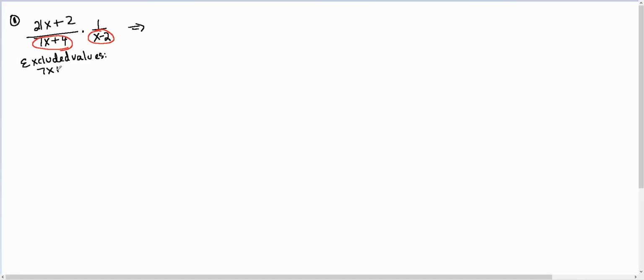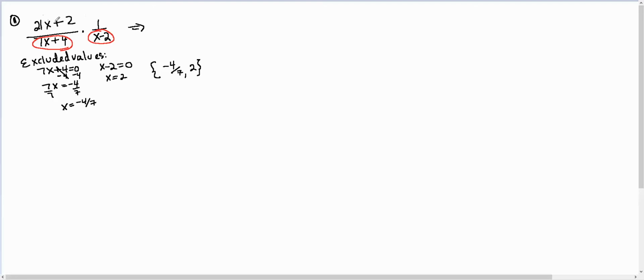So you take each of the denominators and you set them equal to 0. This one's easy, and we get a positive 2. And this one we have to subtract 4 from both sides. We have 7x equals negative 4, and we divide by 7. We have x equals negative 4 sevenths. So the excluded values are negative 4 sevenths and a positive 2.